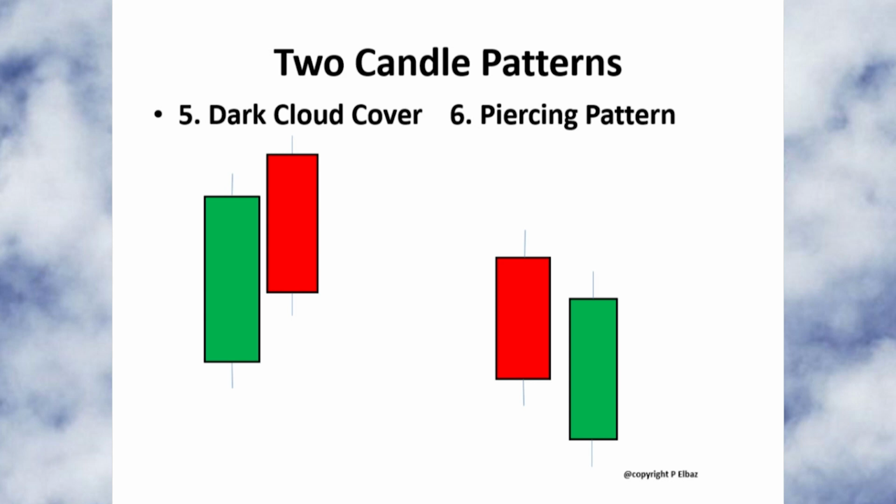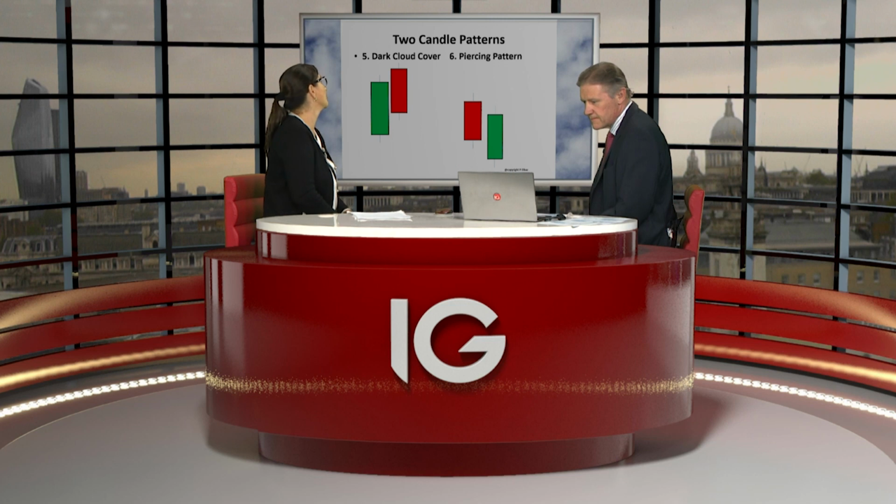So that's quite important. Right, and the reverse, the piercing pattern. Piercing pattern, you're piercing through the lows and you're heading higher. So in piercing, I wouldn't mind seeing a bullish candle the next day to confirm my move. Okay, let's take a look at a couple of examples of these.